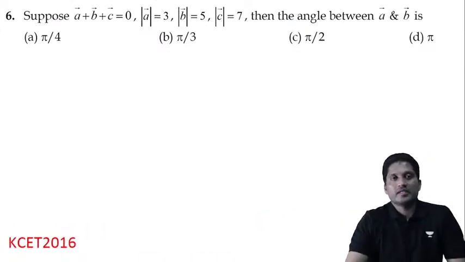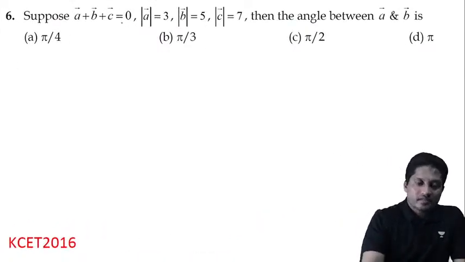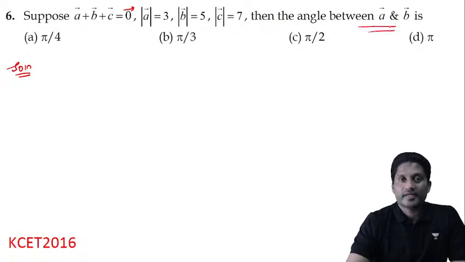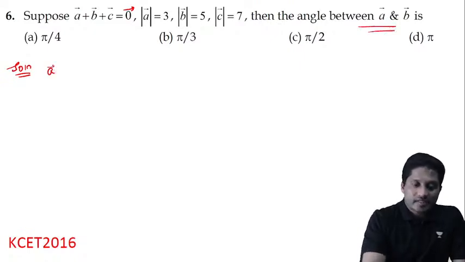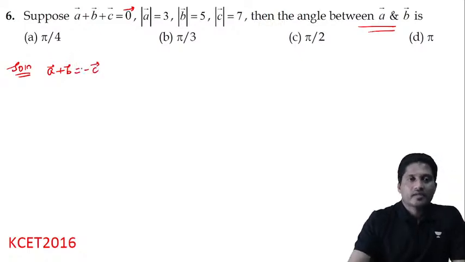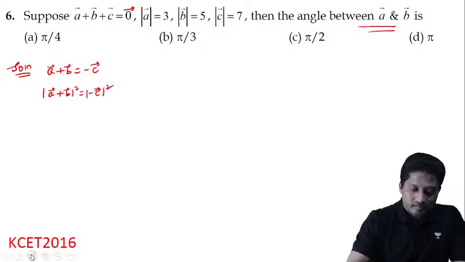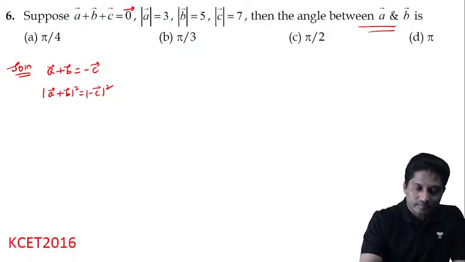A plus B plus C is 0, right? That is a null vector. I'm supposed to find out the angle between A and B. This can be written as A plus B equal to minus C. Squaring both sides: mod of A plus B the whole square is equal to mod C the whole square.